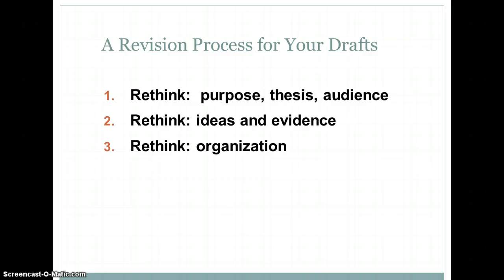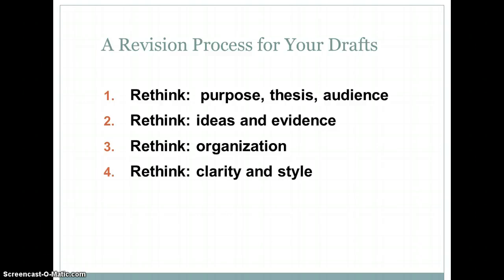Third, you need to rethink your organization. If you're writing an essay, is it cause and effect? Is it compare and contrast? Is it sequential? When you're writing a short story, do you use flashback? Do you use flash forward? Is there foreshadowing? Or is it a sequential story? So think about how you've organized your ideas and make sure that makes sense.